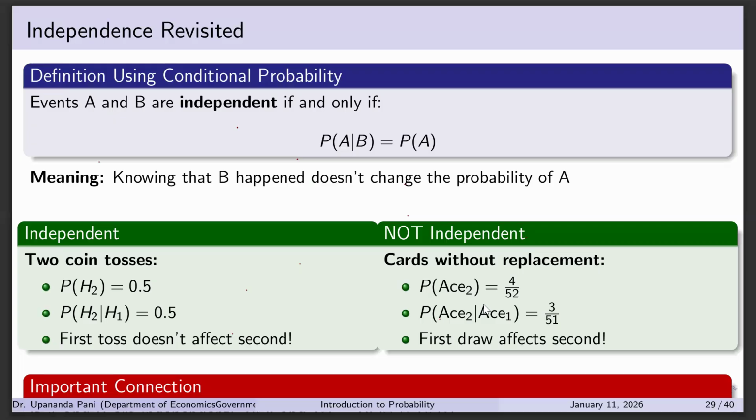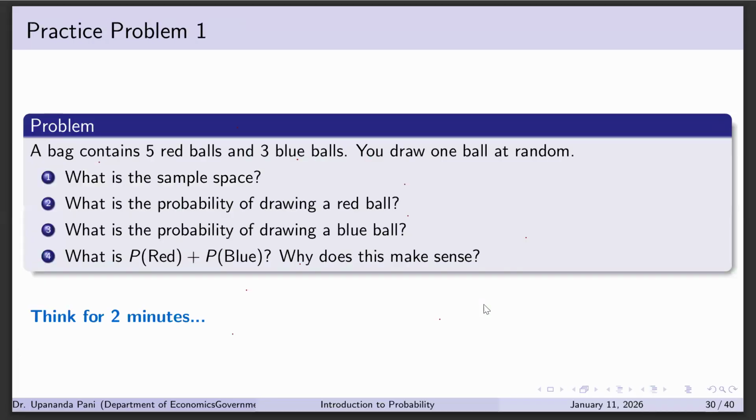Similarly, in the coin tosses, the first toss doesn't affect the second, so the probability is 0.5 there. But in this case, they are not independent; the first draw will affect the second.